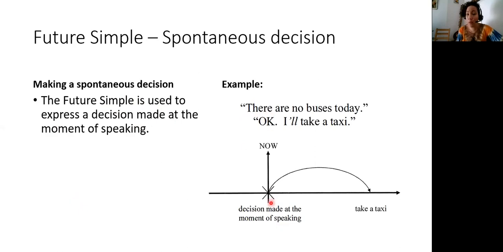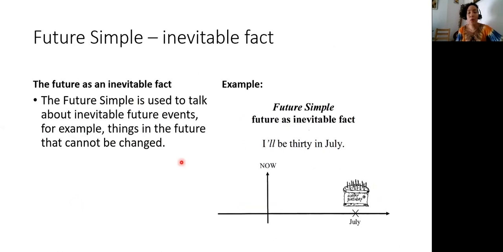So in the moment when the person found out that there were no buses, she decided that she was going to take a taxi. So in that moment she said, I'll take a taxi, okay? And taking a taxi is going to happen in the future, clearly, okay? So we also use it to talk about an inevitable fact, something that will happen in any case. So here we say the future simple is used to talk about inevitable future events. For example, things in the future that cannot be changed. Okay, that's what inevitable means.